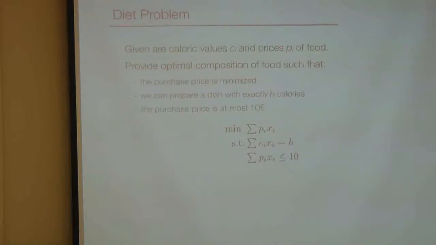And don't think only about food here. Like in a refinery, you can get oil from multiple deliveries. Each delivery has some purity and some price, and it's up to you to find the optimal composition of the oil that you are buying from different providers. So that's what the diet problem is about in general.